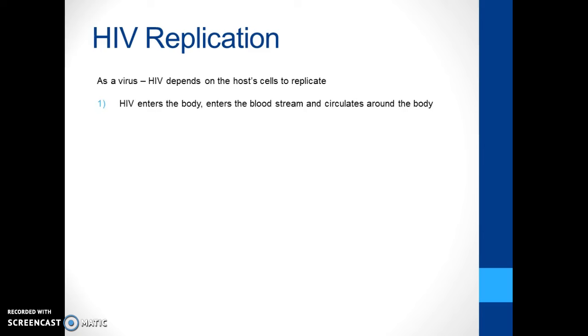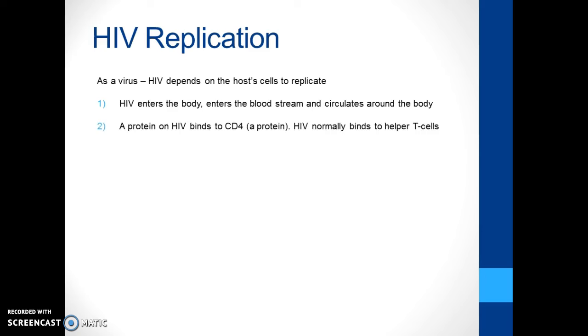So the first thing is then it enters the body. And when it enters the body, it's going to go straight into the bloodstream. And once there, it's going to circulate around the body. Remembering that our bloodstream is there to get nutrients to and toxins away from every single cell in our body. So once a pathogen gets into that bloodstream, then it can get everywhere in the body.